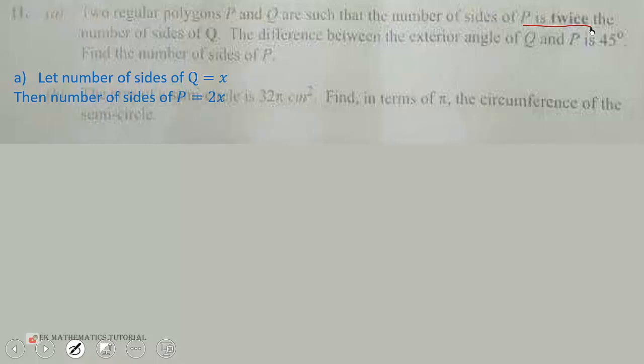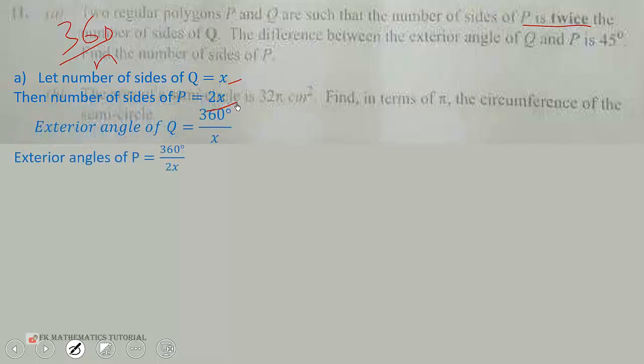Now, given a polygon with n sides, the exterior angle is given by 360 over n. So given a polygon with x sides, the exterior angle will be 360 over x. And given a regular polygon with 2x sides, then the exterior angle will be 360 over 2x. So we're told that the difference between their exterior angles is 45 degrees. So the difference will be this.